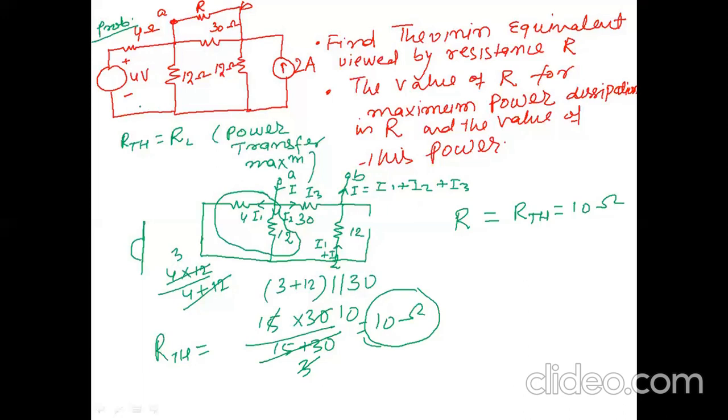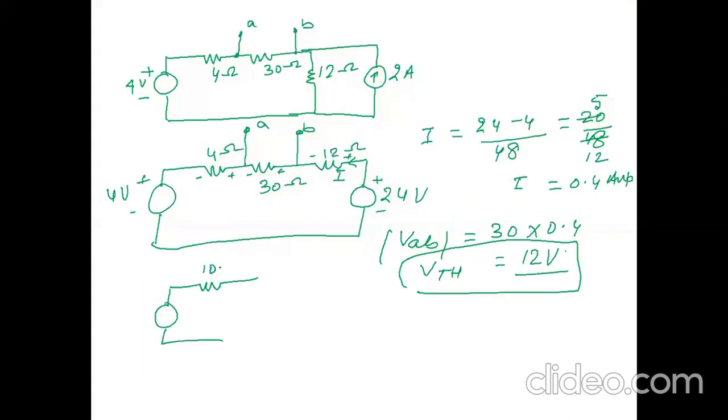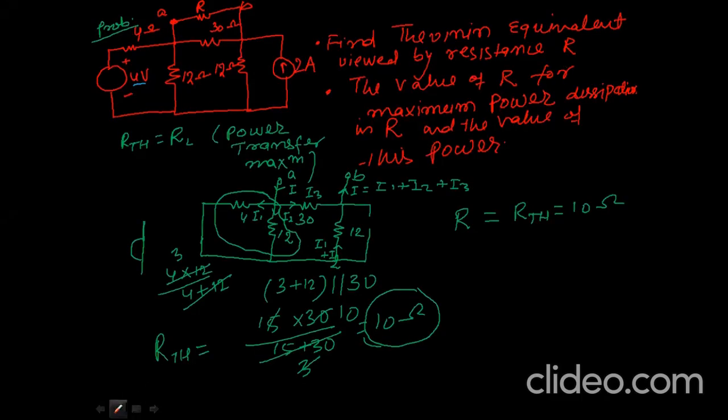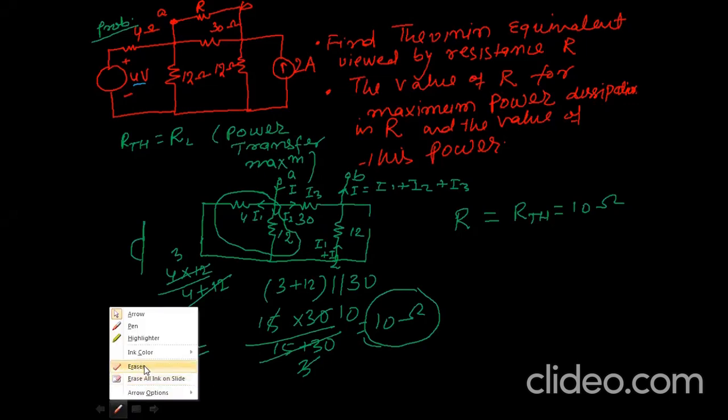So to calculate the power we need to find the Thevenin voltage across A and B, and this Thevenin resistance, obtained by putting all the sources off, is 10 ohm. RL is how much? It is also equal to 10 ohm, and this is 12 volt. So I have calculated the Thevenin equivalent resistance, which is equal to 10 ohm.